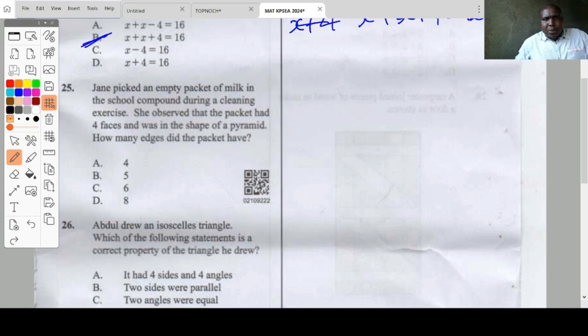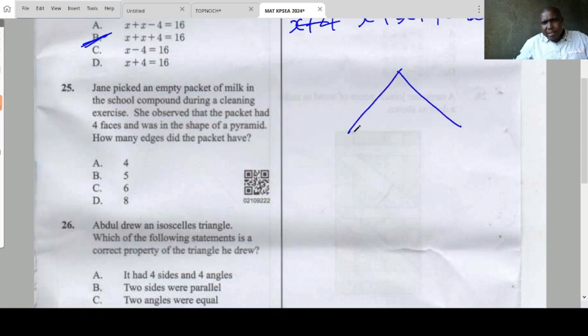Jenny picked an empty packet of milk in a school compound during cleaning. She observed that it had 4 faces and triangular shapes. How many edges did the packet have? So a triangular milk packet looks like this. It has 1, 2, 3, 4 faces. And how many edges? 1, 2, 3, 4, 5, 6. So it has 6 edges.